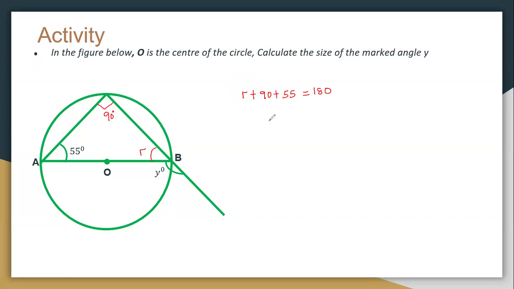R plus 145 equals 180. R plus 145 minus 145 equals 180 minus 145. Our R is equal to 35.